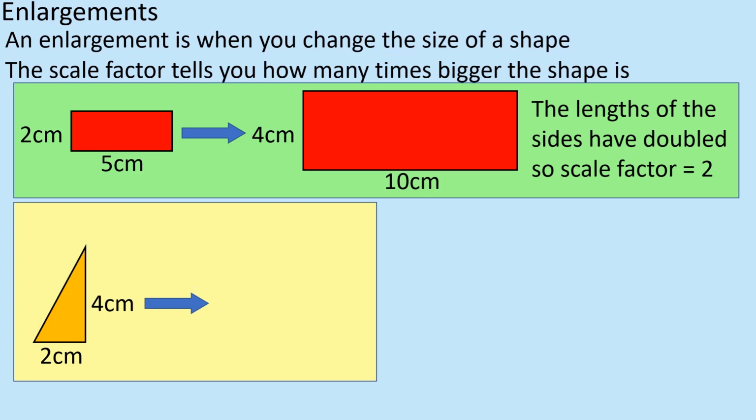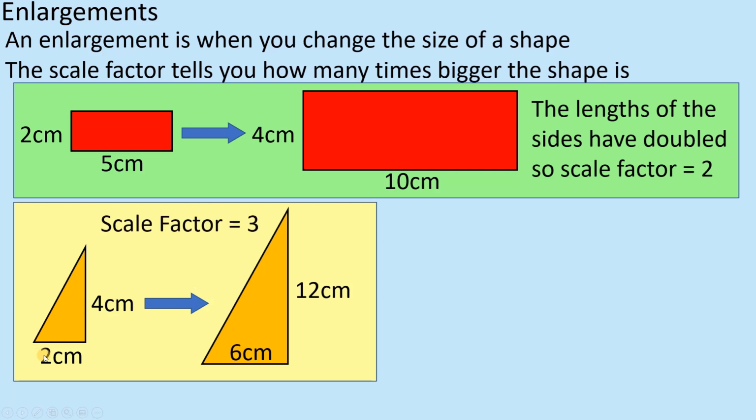So looking at a different example, we've got a triangle here which is 2 and 4 in terms of horizontal and perpendicular, and it's gone from 6 to 12. So again, think about where it's gone from and to. So take what it's gone to divided by what it's gone from. All right, so 12 divided by 4 is going to give you 3, and of course 6 divided by 2 is going to be 3. So this has a scale factor of 3.